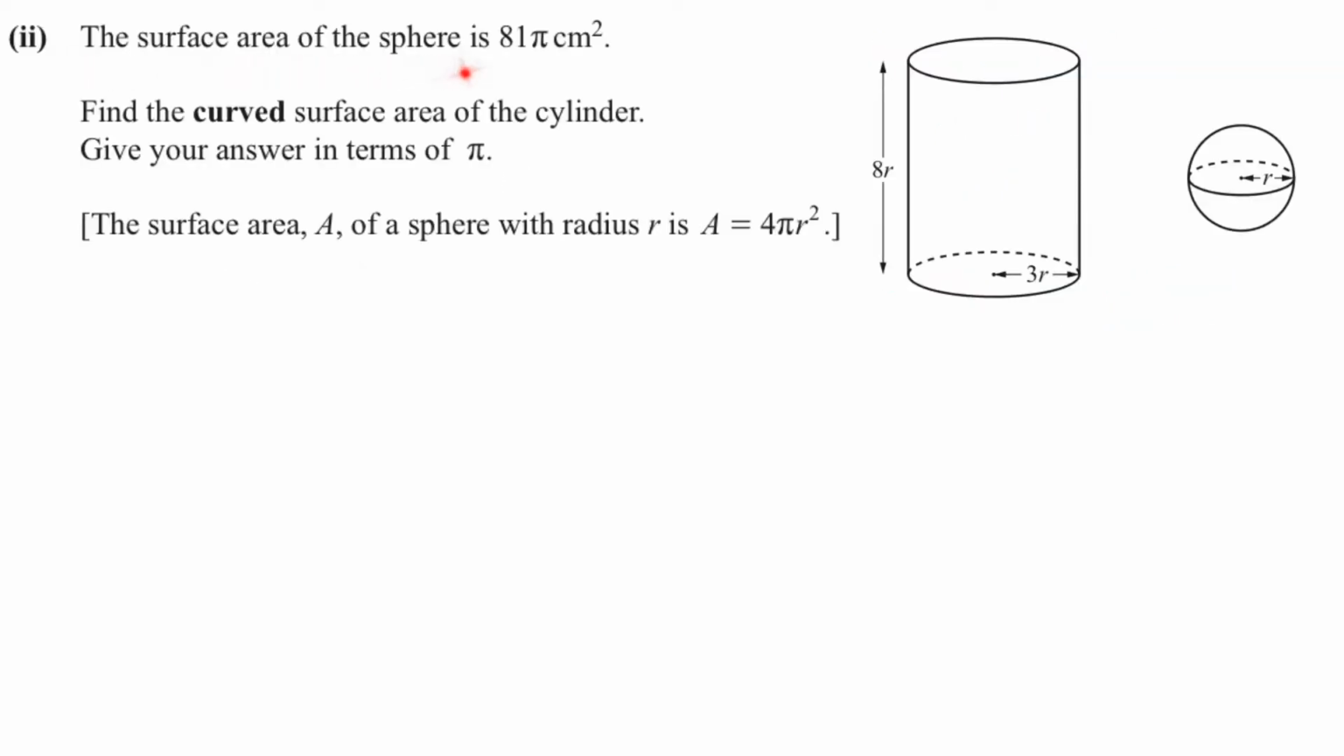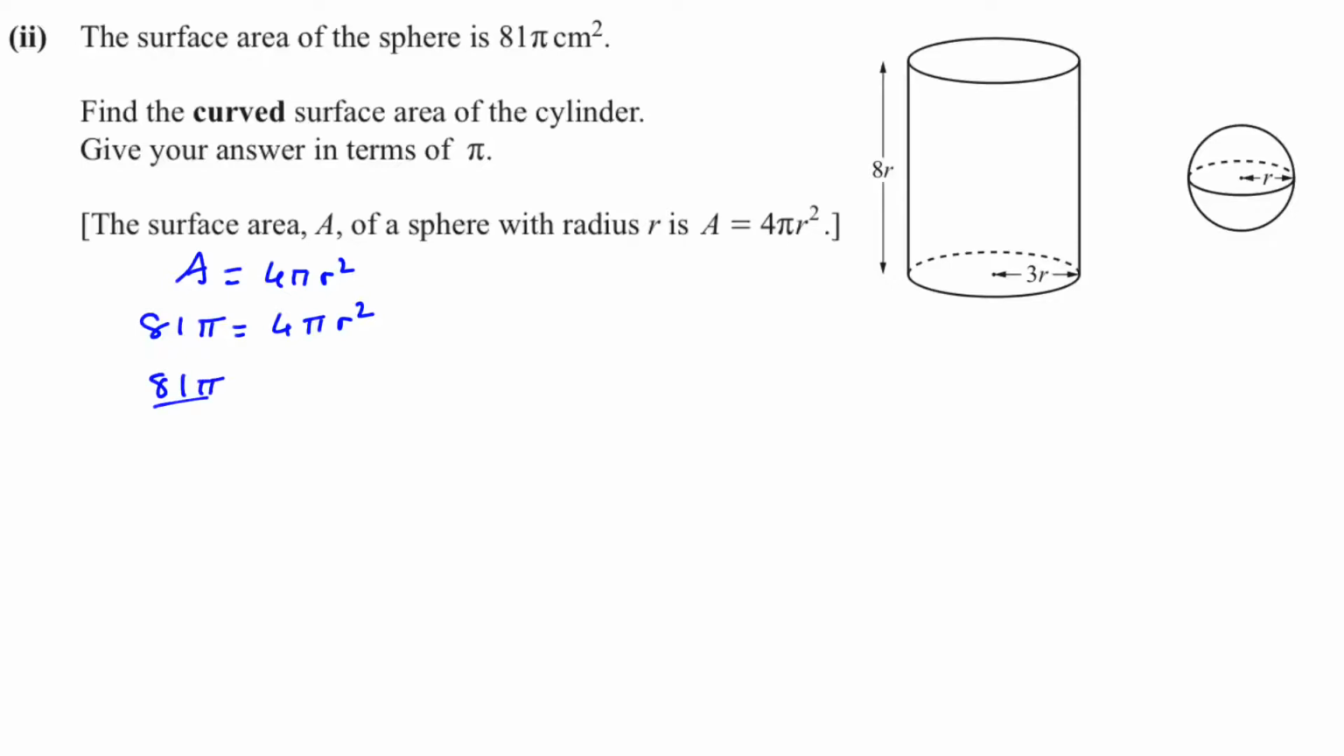The surface area of the sphere is 81 pi square centimeter, and we have to find the curved surface area of the cylinder, giving the answer in terms of pi. The formula to find the surface area of the sphere is also given to us. So let's make them equal to each other. Area is equal to 4 pi r square. The reason they have given us this formula and the value is that we can find r.